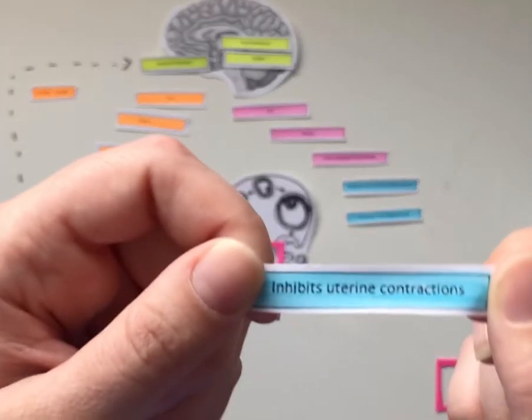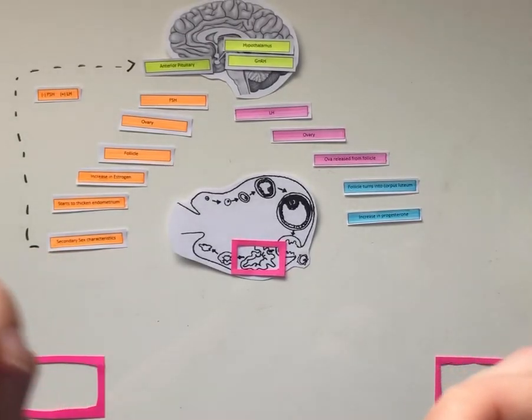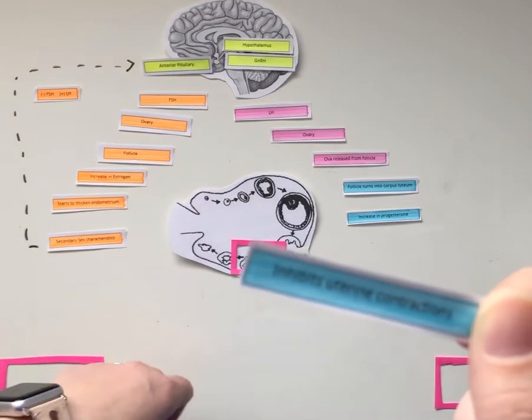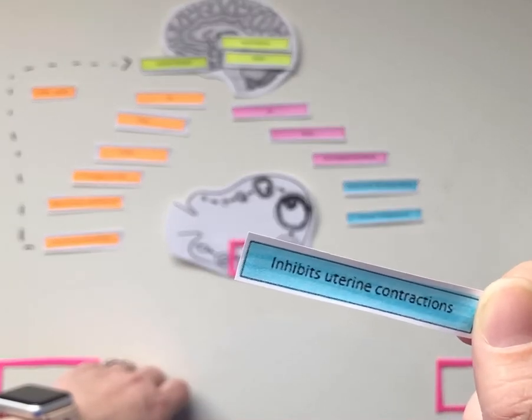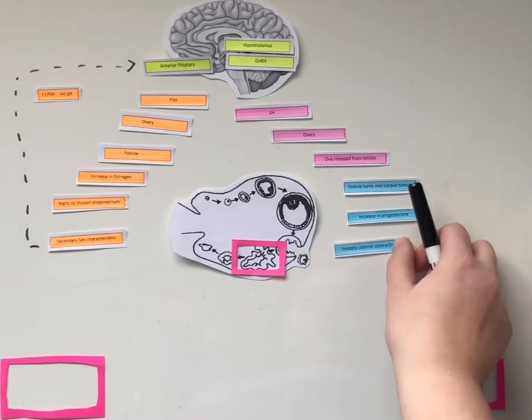So first of all, it tells the uterus to stop contracting. Okay, the whole idea behind this is we've just released an ovum. If the ova is released, we don't want the uterus to start contracting to get rid of that endometrial lining that we've been building up all month. So we're going to stop uterine contractions to make sure that the endometrial lining stays there.